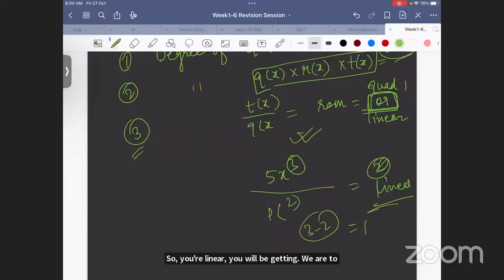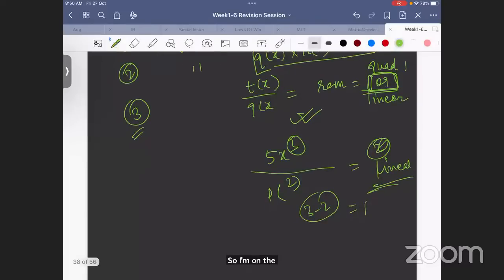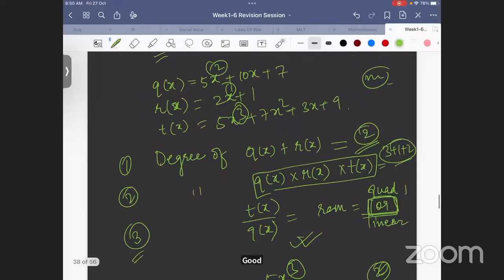I have a doubt in graded assignment week 2, sir. Can you repeat question 3? t(x) upon q(x), sir, right? Can you scroll up a little bit? Yes, sir. t(x) upon q(x).